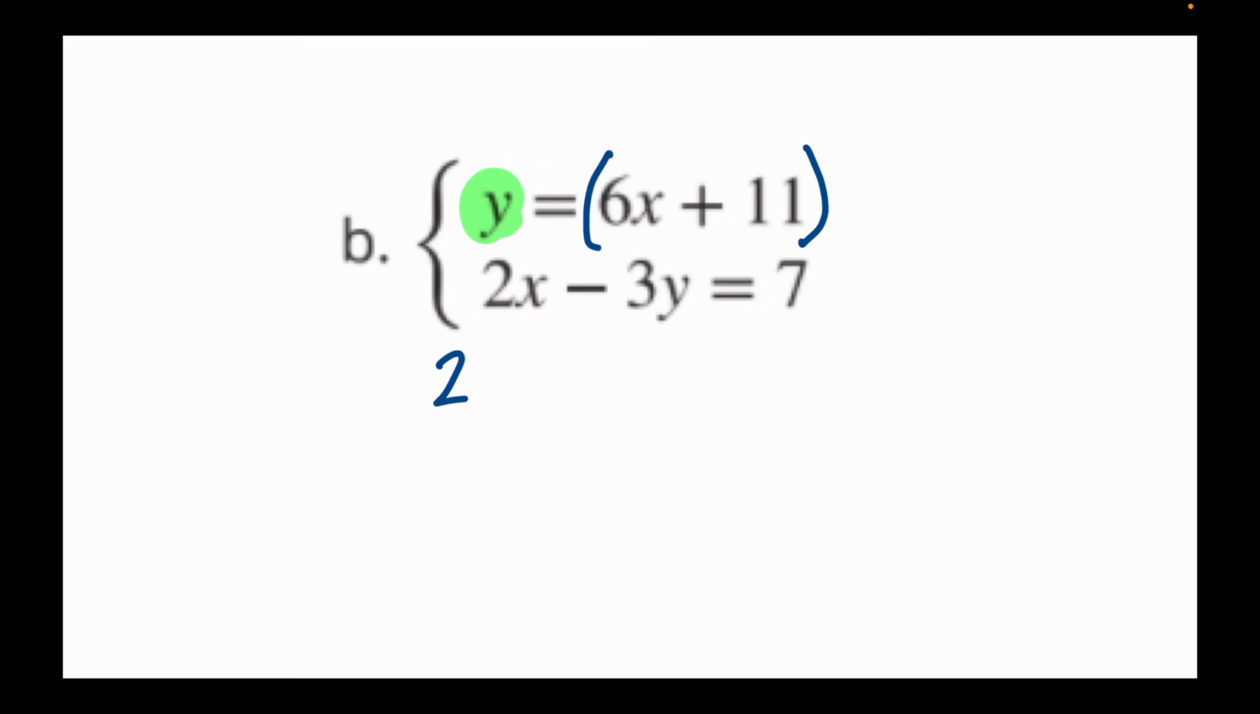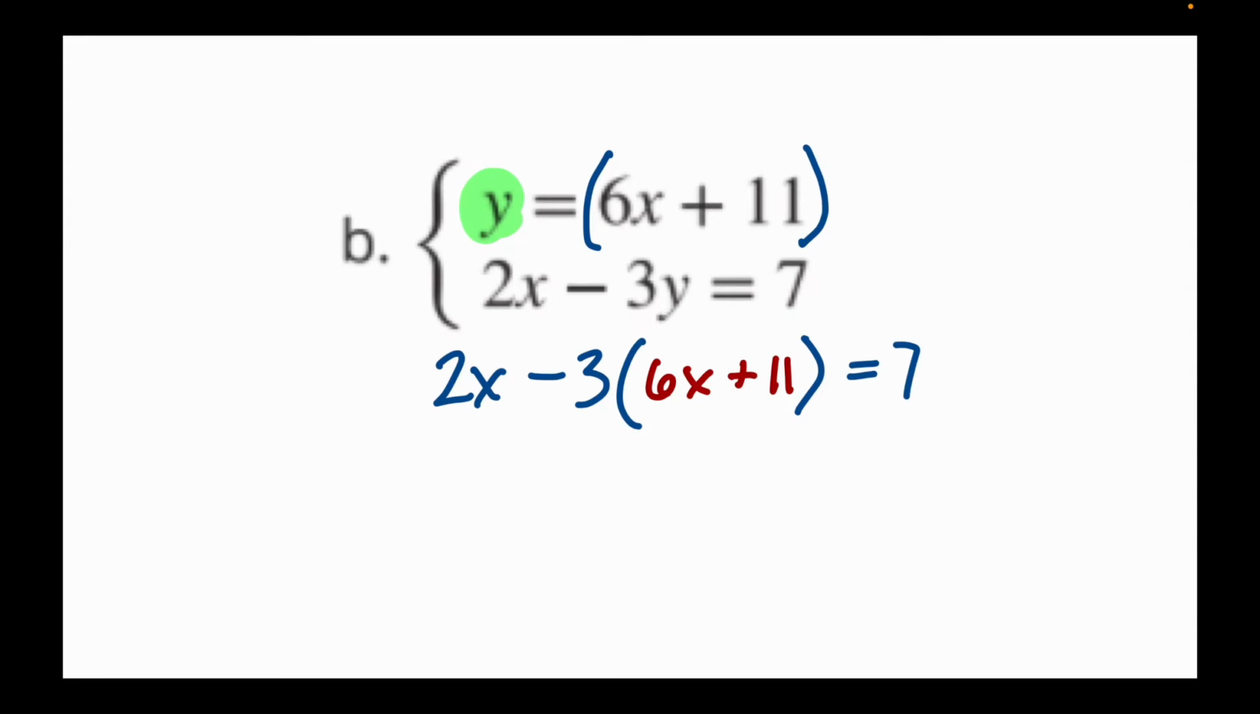So 2x staying the same, minus 3 staying the same, but the only thing that changes here is y, and y becomes 6x plus 11. There's my sub, and it's still equal to 7 because everything else about that equation stays the same.